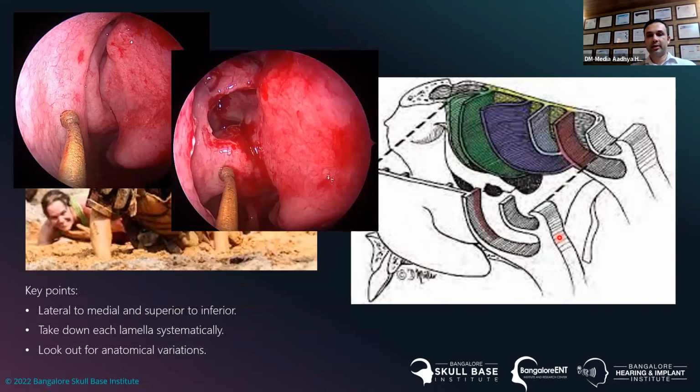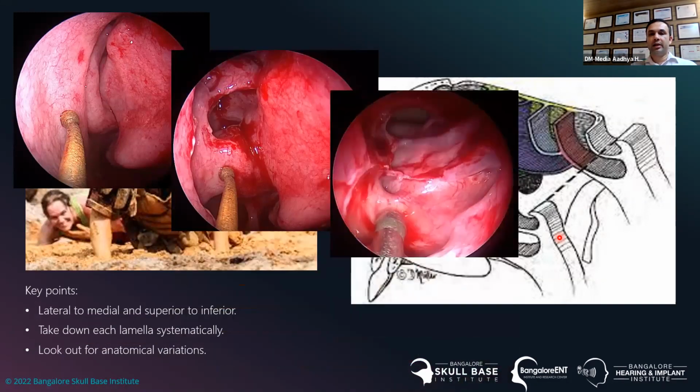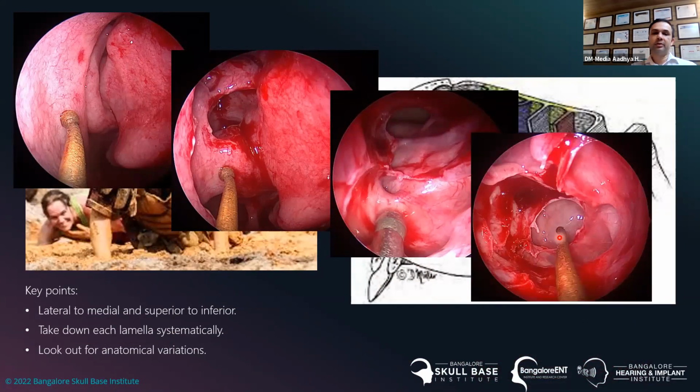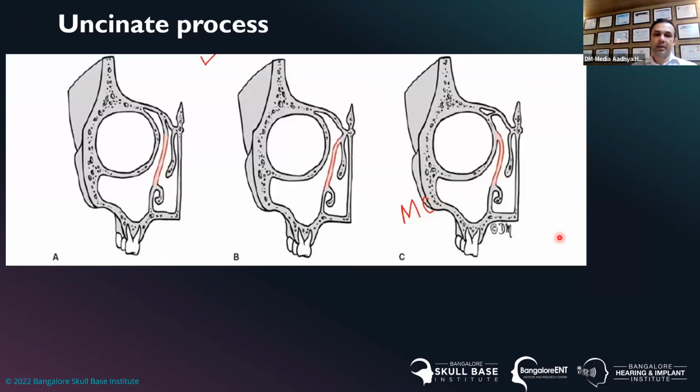First one, the uncinate, the second one being the bulla ethmoidalis, the third one being the ground lamella of the middle turbinate, and the fourth one being the anterior wall of the sphenoid. So four lamellae taken down systematically.